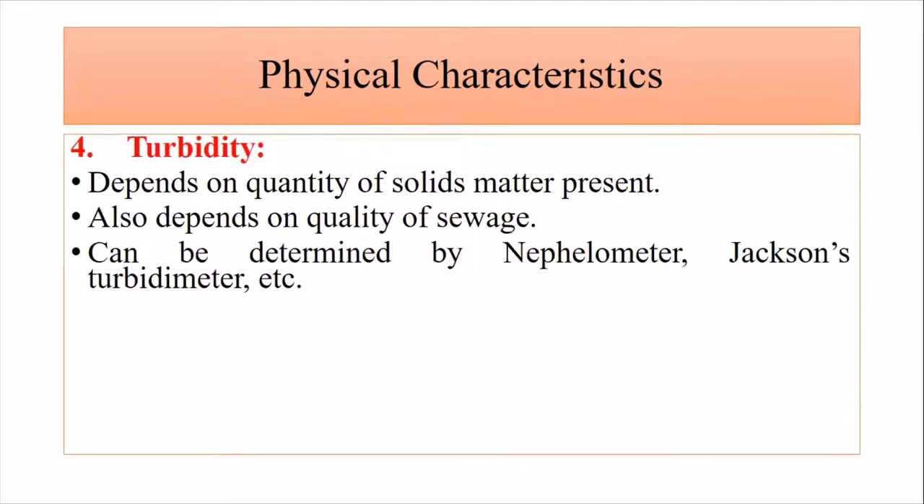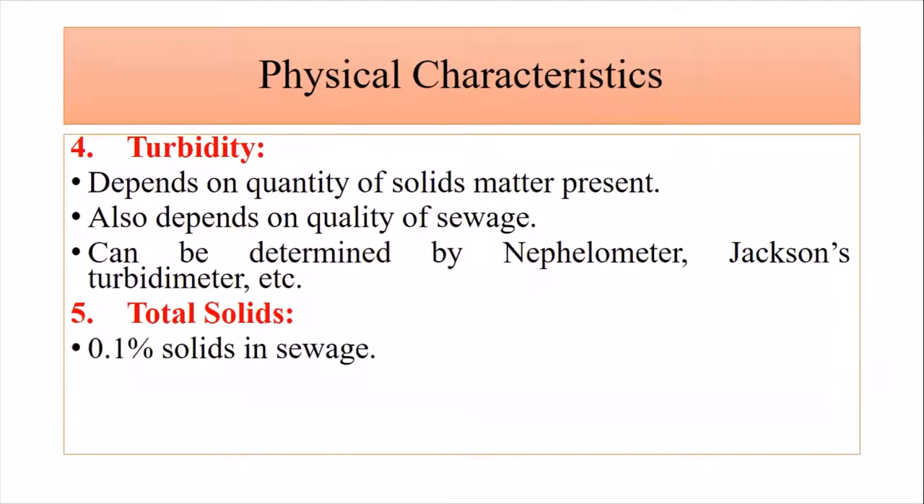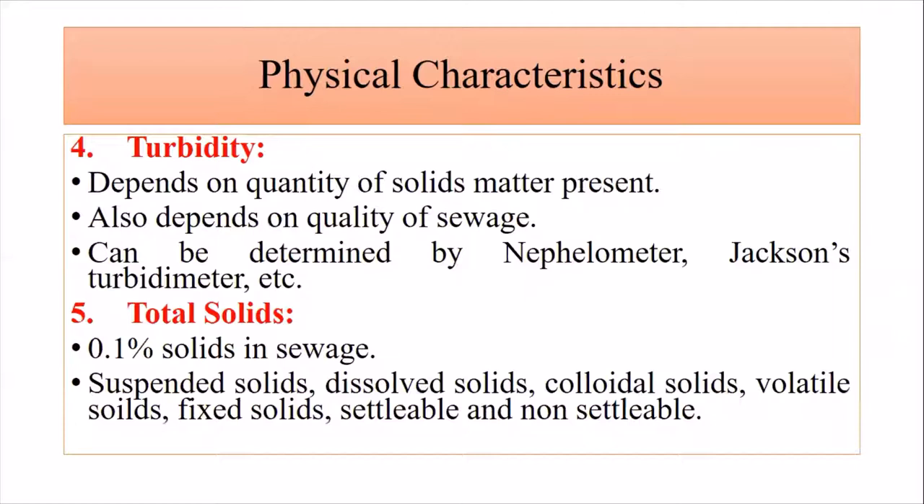Then the next part is turbidity. Turbidity depends on the quantity of solid matter present in wastewater or water. It also depends on the quality of sewage. Turbidity can be determined by a nephelometer or Jackson turbidity meter. Then the next property is total solids. In sewage, 0.1% of solid is present in wastewater. Suspended solids, dissolved solids, colloidal solids, volatile solids, fixed solids, and settleable and non-settleable solids are part of total solids.